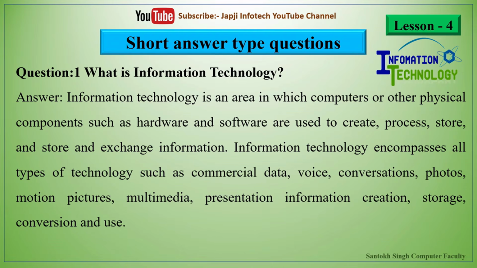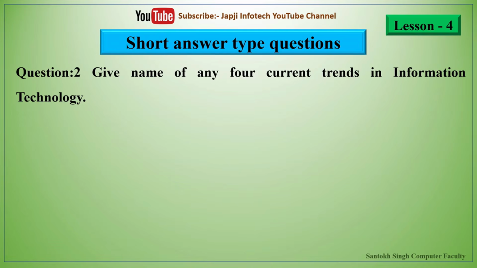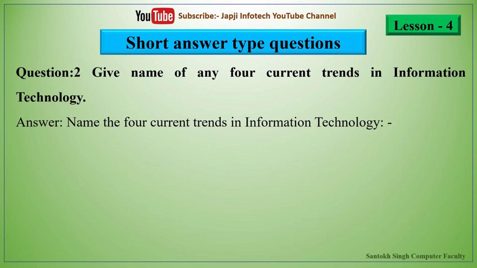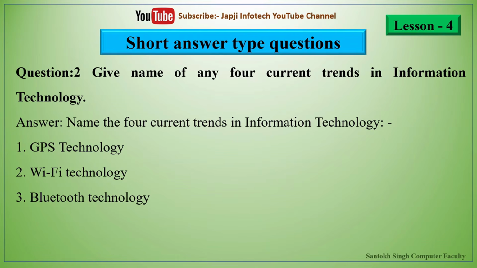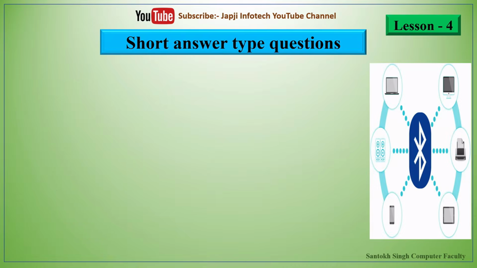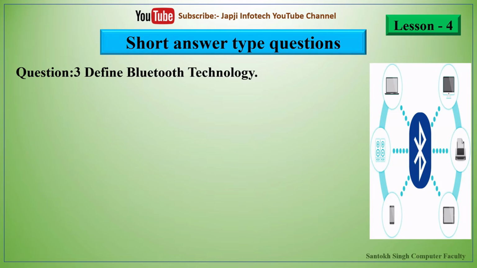storage, conversation, and use. And the second one is, give name of any 4 current trend in information technology. And the answer is, the name of the current trends in information technology are: the first one is GPS technology, second one is Wi-Fi technology, third one is Bluetooth technology, fourth one is e-commerce, and fifth one is m-commerce.